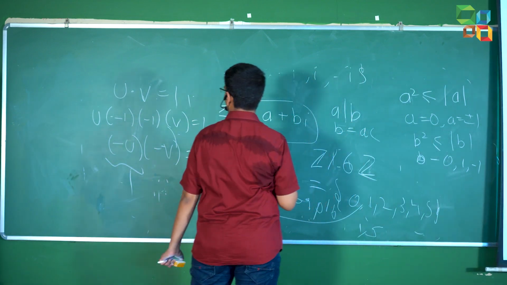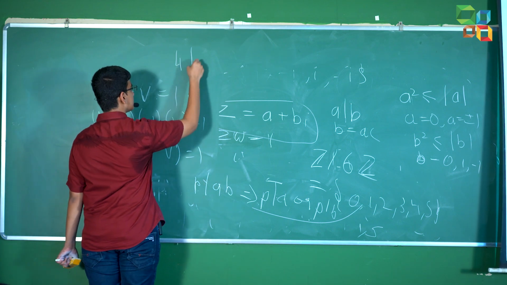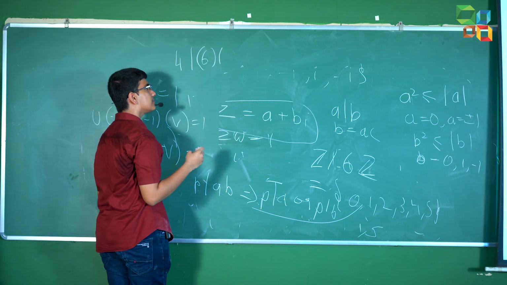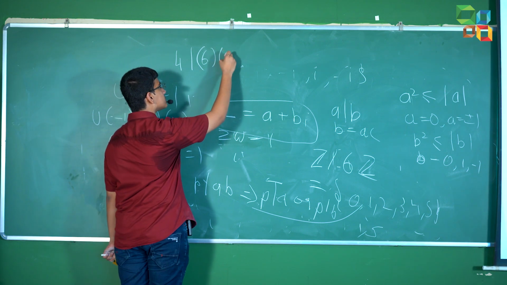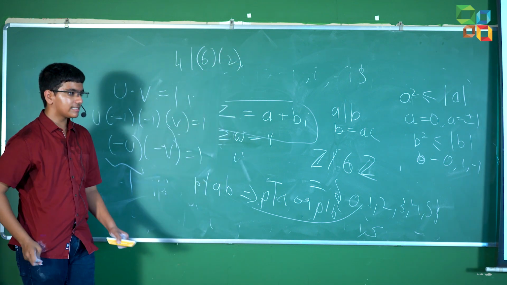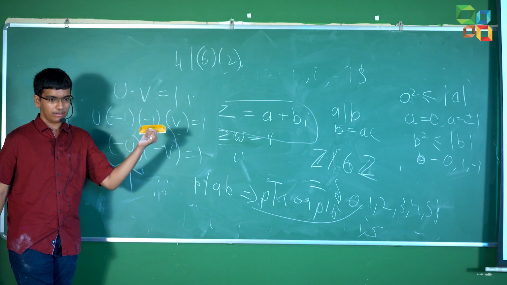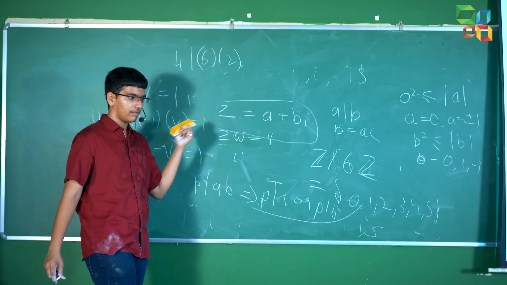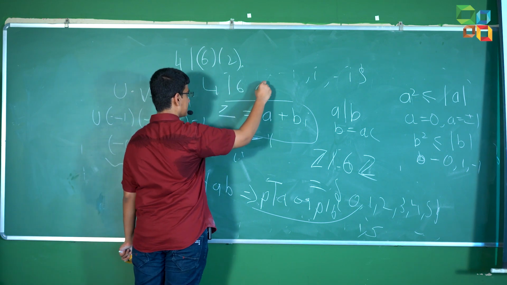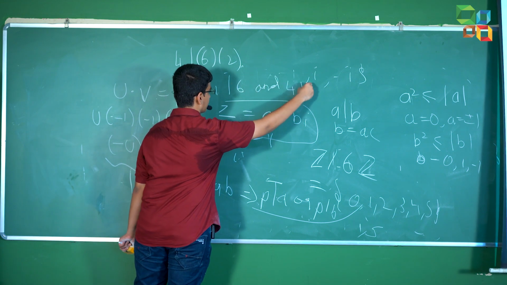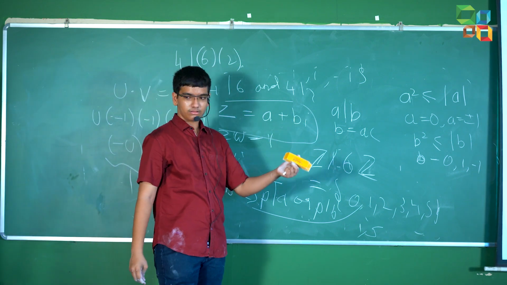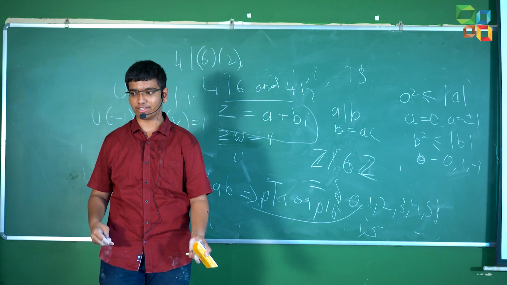Okay? Now you look at a number like 4, right? So let's say 4 divides 6 into 2. 6 into 2 is 12. 4 does divide 12, right? But does 4 divide 6? No. Does 4 divide 2? No. 2 divides 4. 4 does not divide 2. Okay?